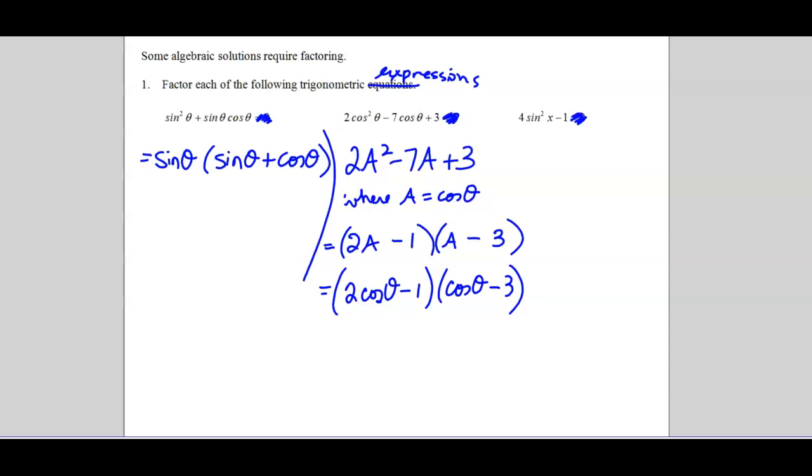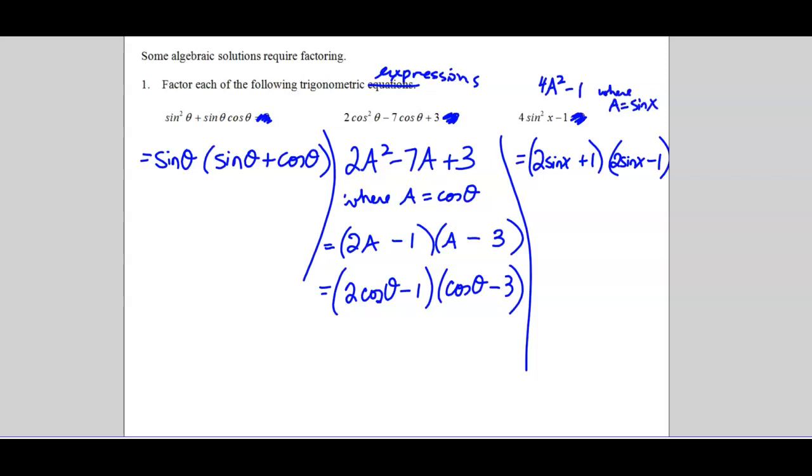Last one, 2 terms. Okay, what do you notice about the first term? What's special about it? Perfect square. Okay, so what's the last term? It's a difference of squares, which factors to conjugates. So that's going to be 2 sine x plus 1, 2 sine x minus 1. Again, if you wanted to say, let's show that as 4a squared minus 1, where a equals sine of x, you're welcome to do that.